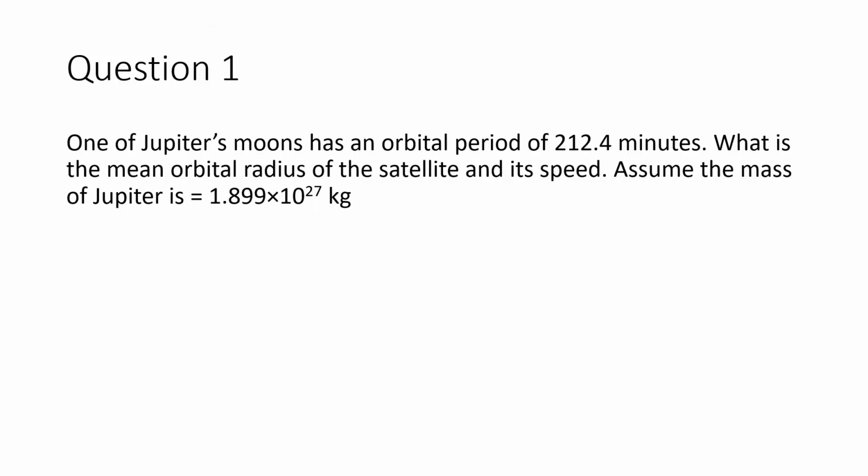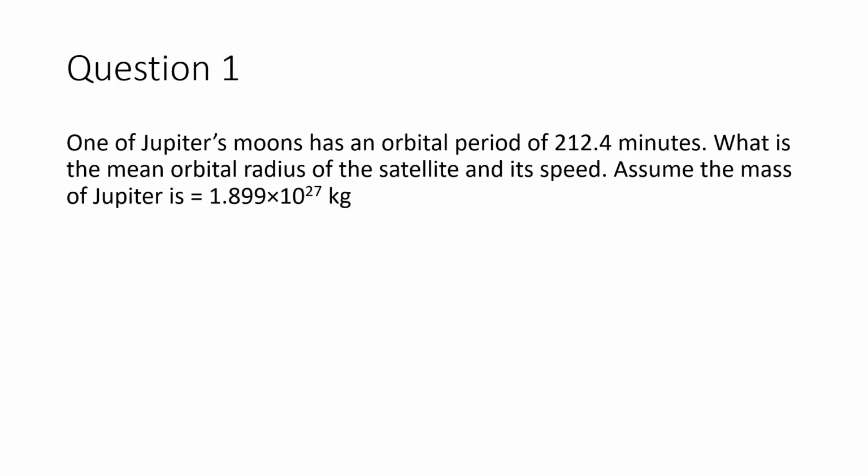For question 1, one of Jupiter's moons has an orbital period of 212.4 minutes. What is the mean orbital radius of the satellite and its speed? Assume the mass of Jupiter is 1.899 times 10 to the 27 kilograms. Have a go at this question, and then I'll go through it, and let's see how you get on.